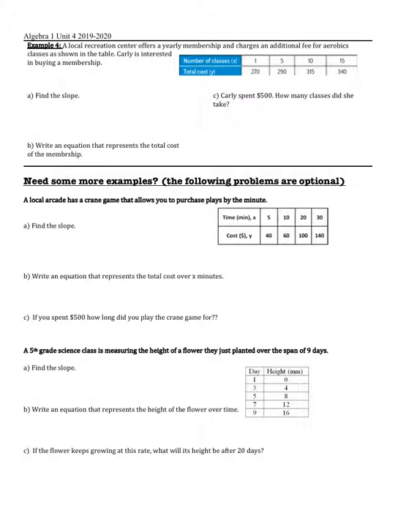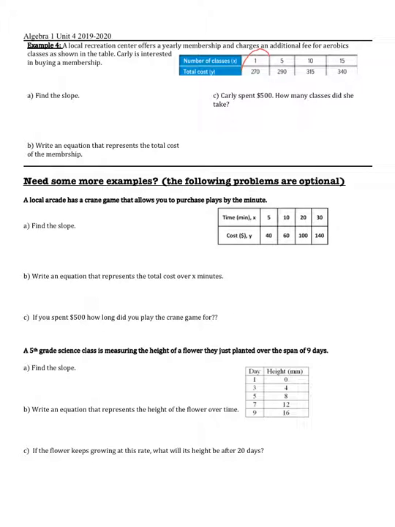All right, now on the following page we're going to essentially do the same thing, except we're looking at points in a table, and we're looking at it in a real-world situation. It says a local recreation center offers a yearly membership and charges an additional fee for aerobics classes as shown. Carly's interested in buying a membership, so we want to find how much it is going to cost her. So we're going to write a linear equation for this. Basically they've actually given you more information than we need.